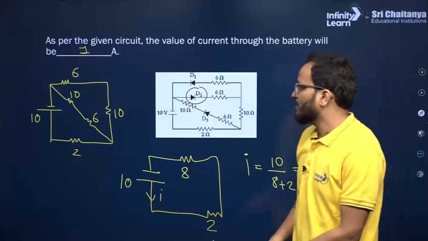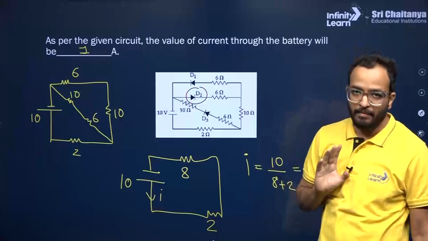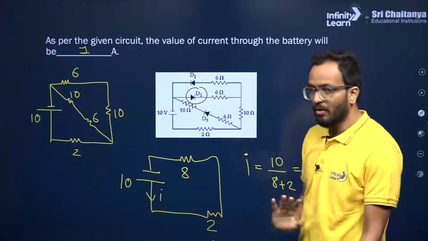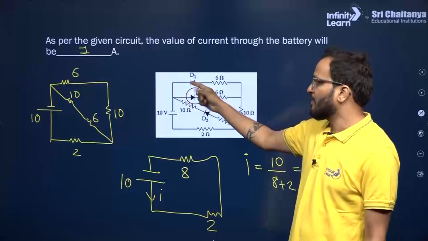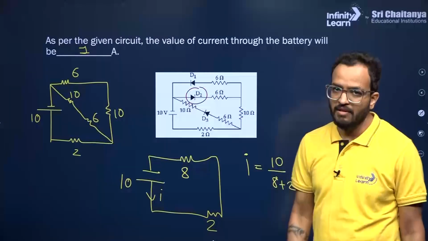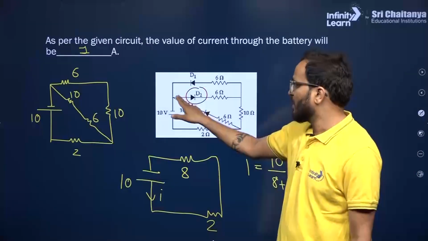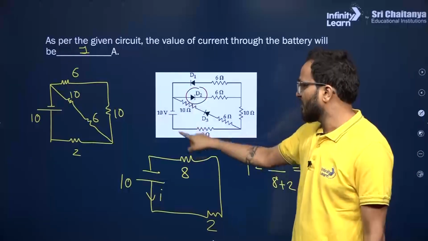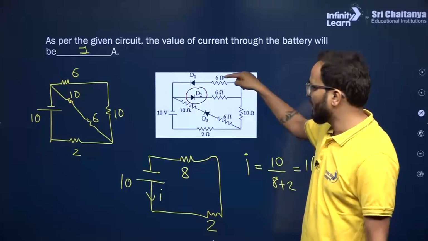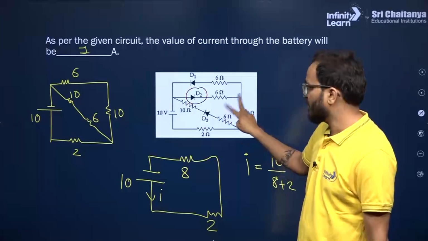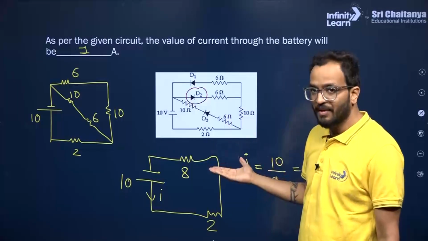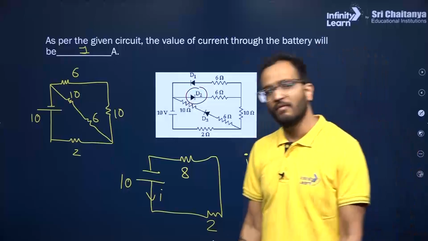Simple, na? Because see, they haven't given any resistance of the diodes. The resistance of D1 and D2 and D3 is not given. So frankly, D1 and D3 will act as a pure conducting wire. But D2 will act as an infinite resistance and will not allow any current. So this branch will become useless, right? So current will come and pass here and through this. So these branches 6 and 10, 16, 10 and 6, 16. 16 and 16 will become 8 in parallel, plus 2 in series will become 10. So the current will automatically become 1 ampere. Okay.